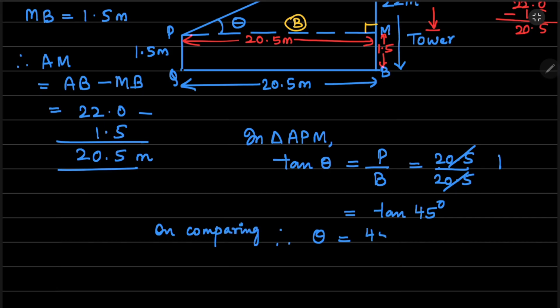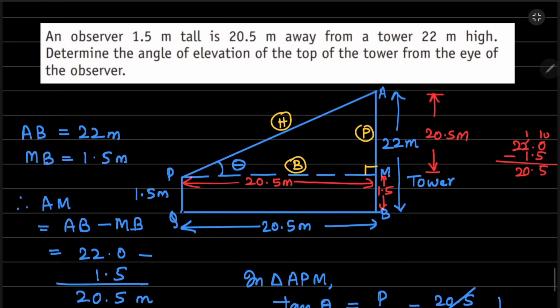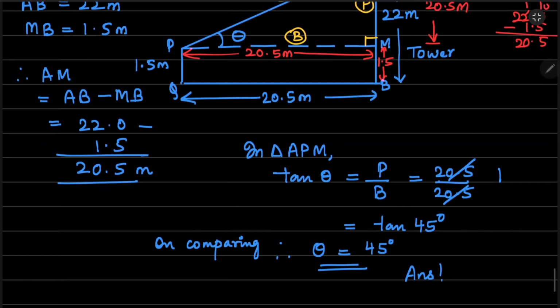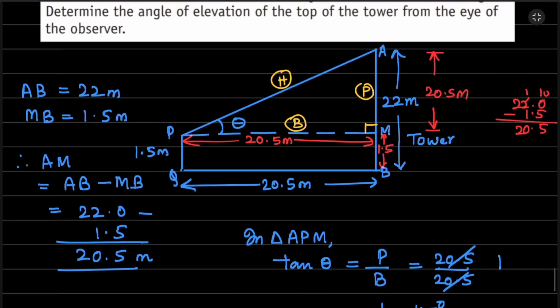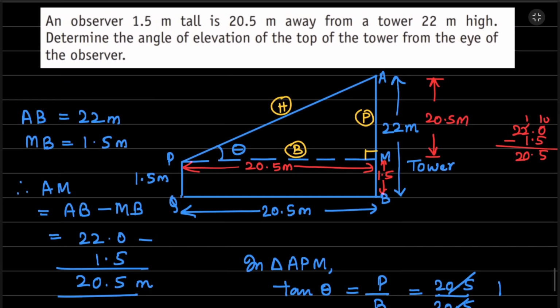We get theta is equal to 45 degrees, and that's your answer. I hope it's clear. Always make sure whenever you are reading any question related to trigonometry or applications of trigonometry, make sure your diagram is very, very clear and explanatory. All the values have to be very clear.